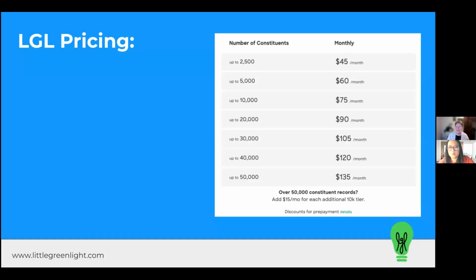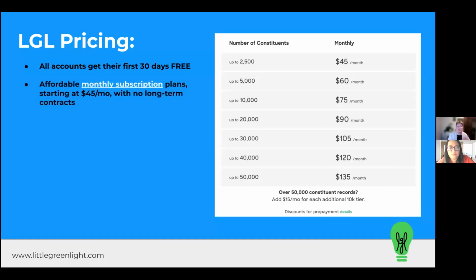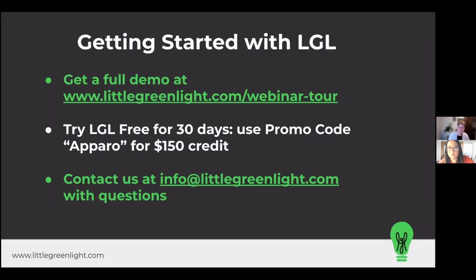Pricing, important. We base our pricing solely on the number of constituent records that you manage in your Little Green Light account. Our pricing starts at $45 a month. We have monthly subscription plans, no long-term contracts. You can have unlimited users. All features and functionality, even the ones we didn't talk about, are included, as well as our support and training.